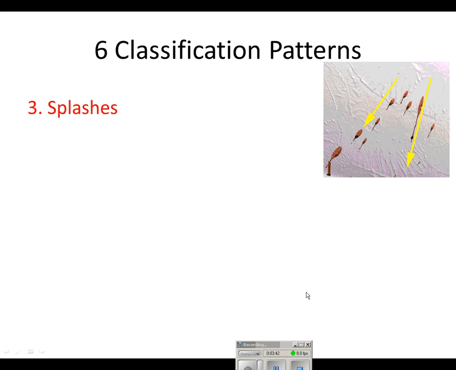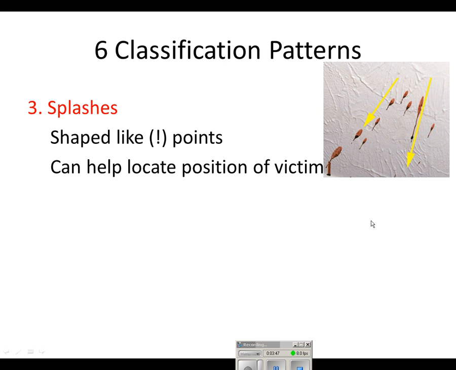Next, we have what are called splashes, and they're shaped kind of like exclamation points. They help locate the position of a victim, because we know we're going to have the bigger part of the drop at one end, coming from where the victim was, and the smaller droplet, or the bottom of the exclamation point, going in the other direction.